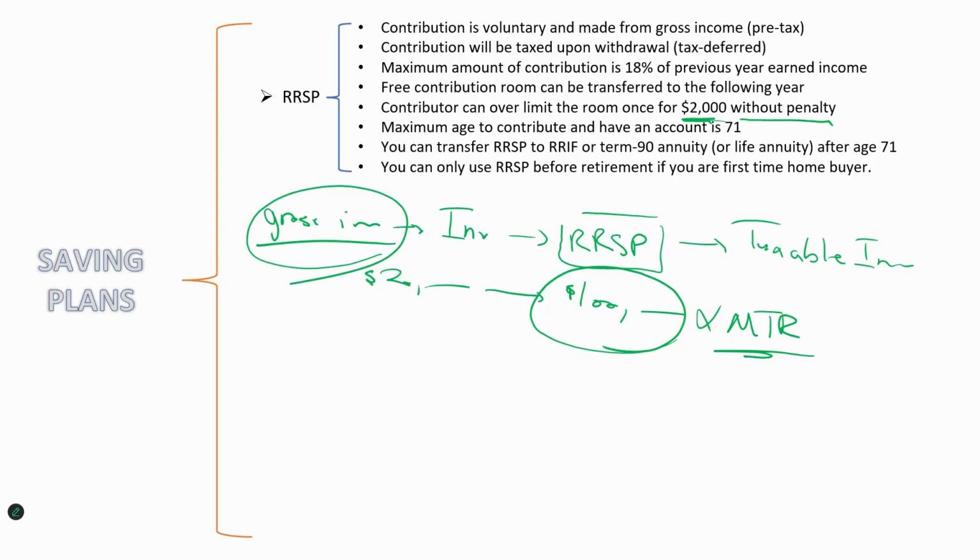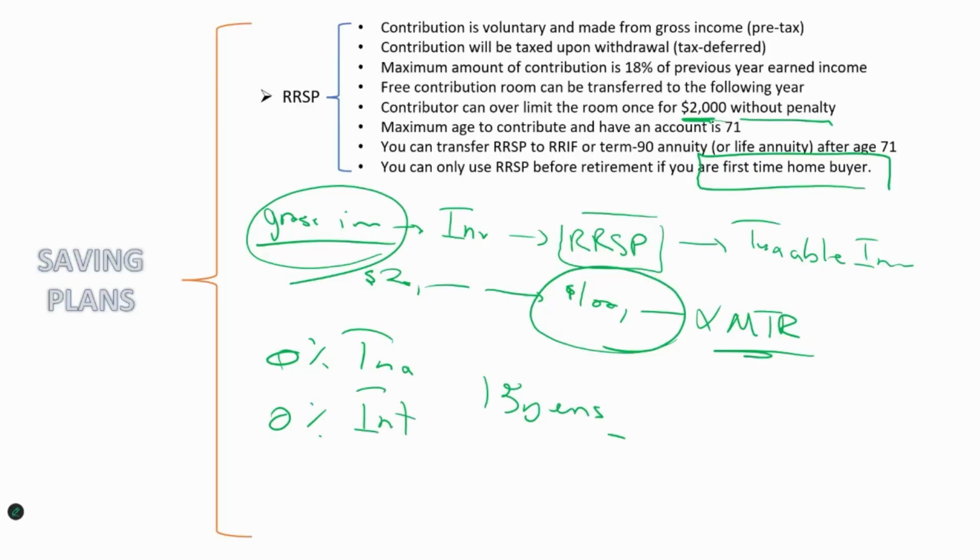What's important is that you can also take it out if you are a first-time home buyer. Basically, how it works is this. It's going to be 0% tax. It's going to be 0% interest, all right? But you have 15 years to give it back. And it's up to $60,000 as of today in 2025, okay?